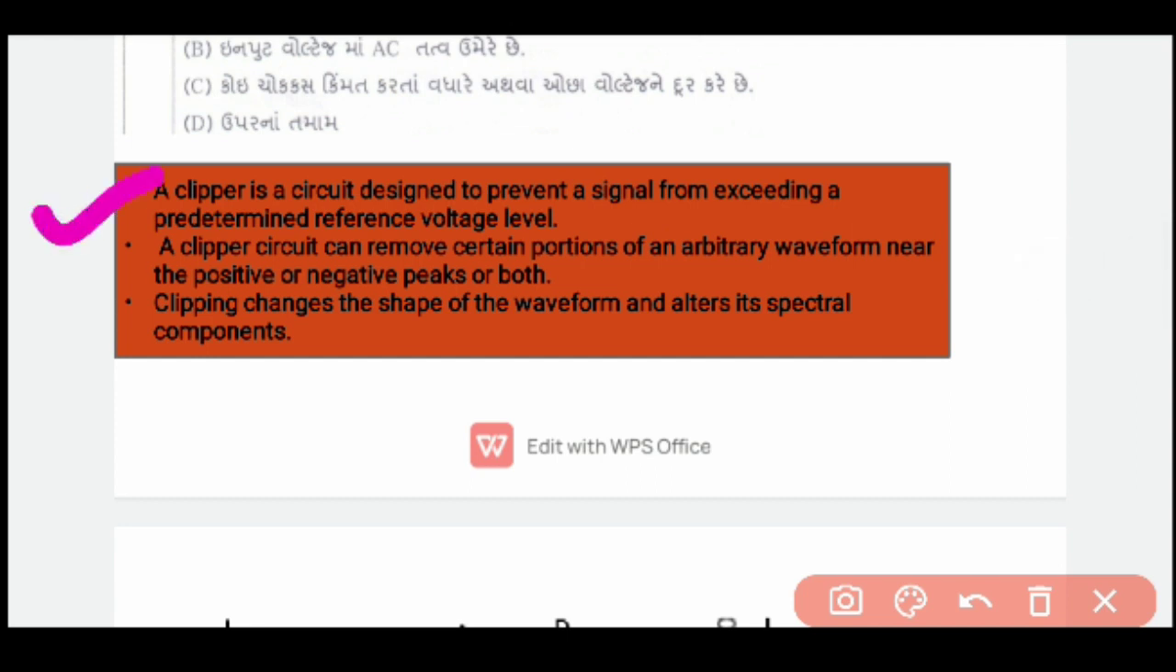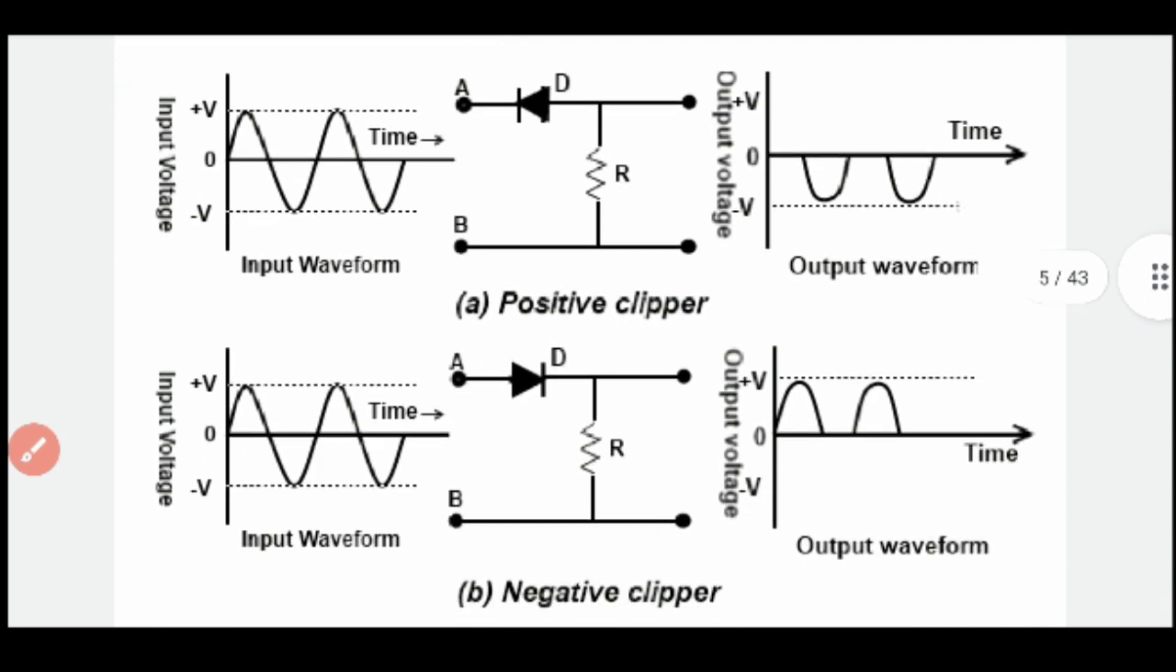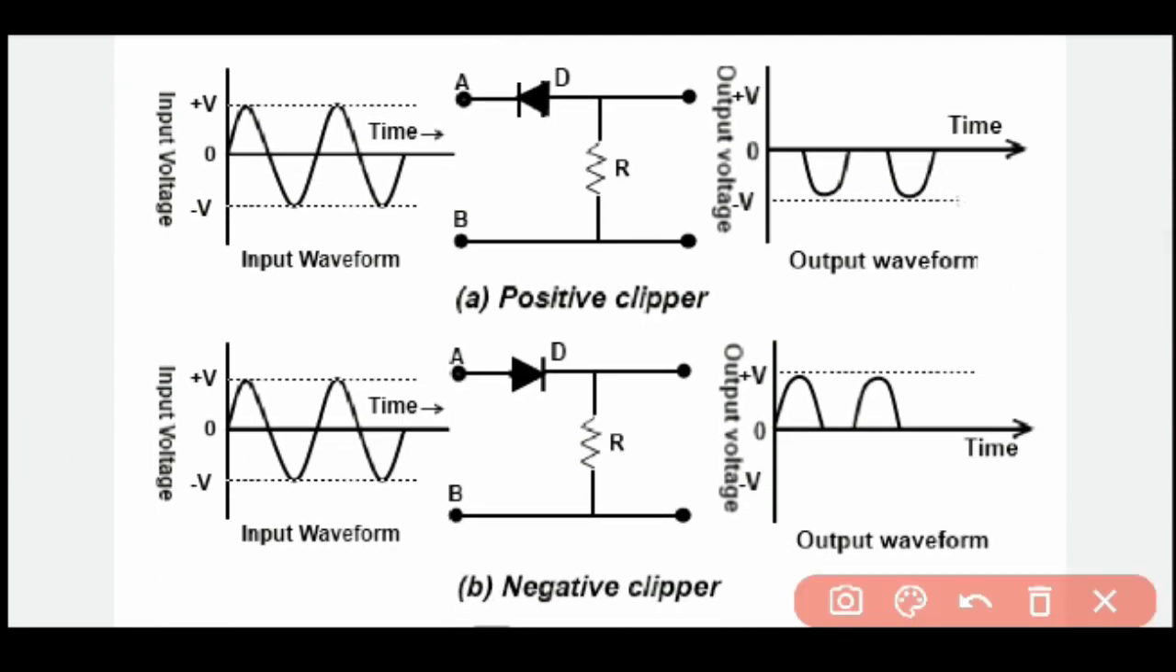A clipper is a circuit designed to prevent a signal from exceeding a predetermined reference voltage. A clipper circuit can remove a certain portion of an arbitrary waveform near the positive or negative peak or both. Clipping changes the shape of the waveform and alters its spectral components. Now we can see the figure of the positive clipper and negative clipper.